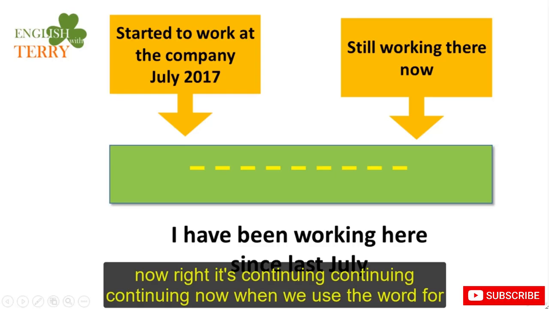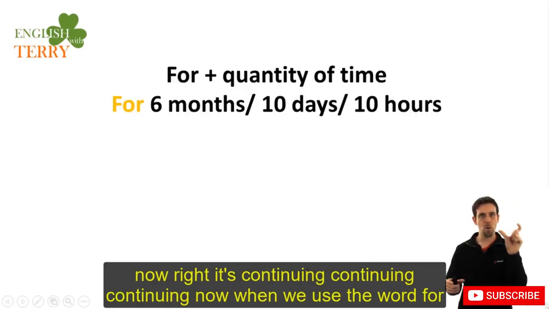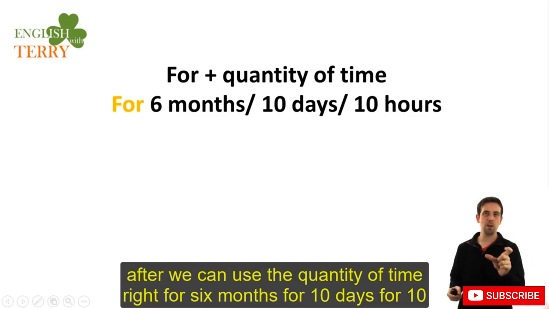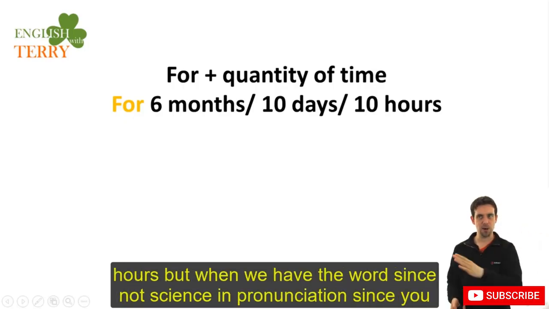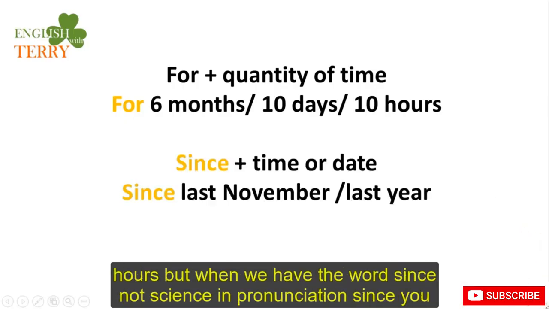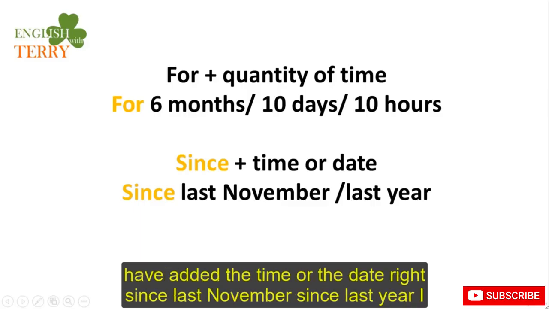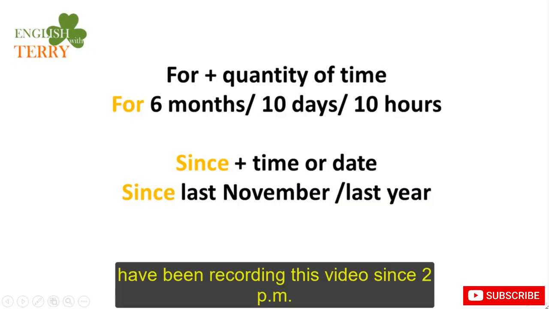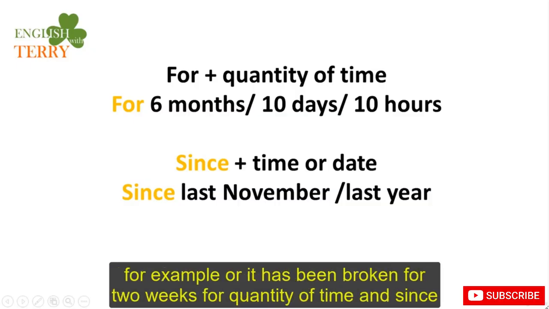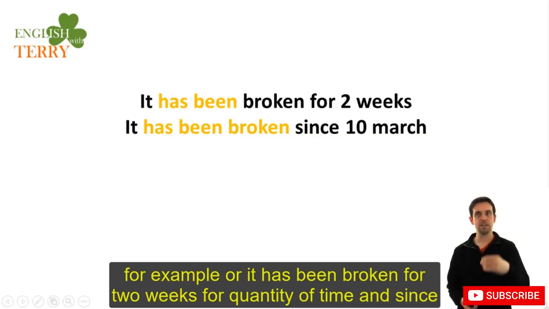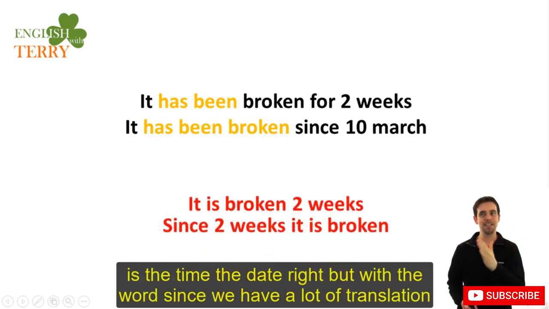It's continuing. Now, when we use the word for, after it we can use the quantity of time, right? For 6 months, for 10 days, for 10 hours. But when we have the word since, not science in pronunciation, since, you have either the time or the date, right? Since last November, since last year. I have been recording this video since 2 p.m., for example. Or it has been broken for 2 weeks. For is the quantity of time, and since is the time and the date, right?